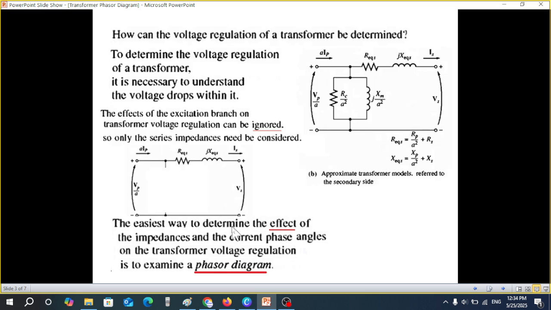The easiest way to determine the effect of the impedance and the current phase angles on the transformer voltage regulation is to examine the phasor diagram. By looking at the phasor diagram, we can see how much is dropped at which point, especially in the resistive part and in the inductive part.